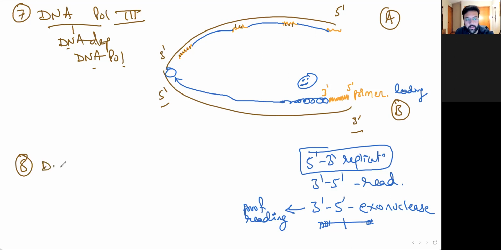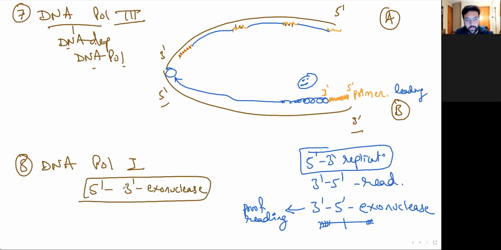Enzyme number 8, which can chop off this RNA. DNA polymerase 1. Oh, yes, DNA polymerase 1 is going to chop off this primer, but in what sequence? In 5' to 3' exonuclease. Very important. So what's the difference between DNA polymerase 3 and 1? They both are the same. Huh? Sir, what does exonuclease mean?